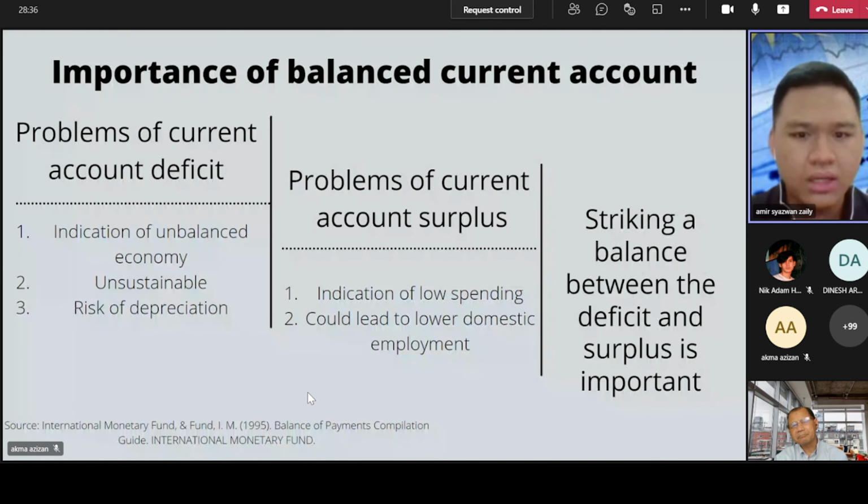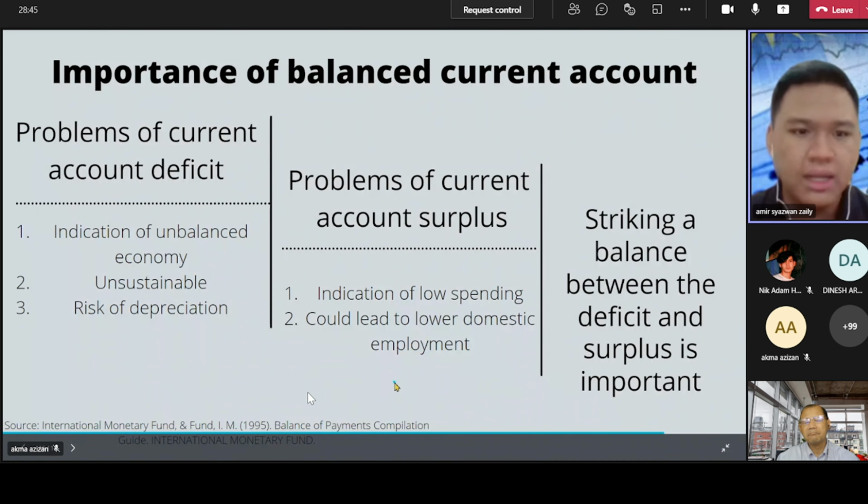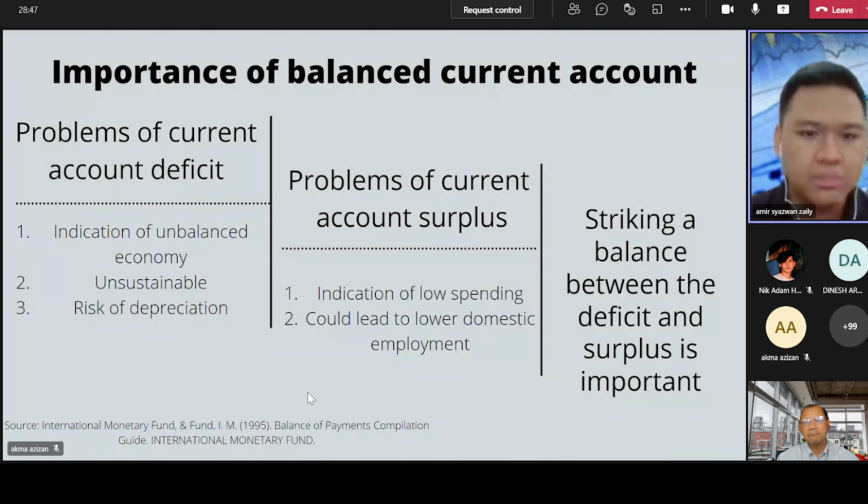Second of all, a current account surplus could lead to lower domestic employment. The surplus may be caused by a recession that affects domestic demand and leads to a fall in import spending. Or it could be a global recession where a surplus is caused by failing exports and a bigger fall in imports. So in conclusion, the government must strike a balance between a current account surplus and a current account deficit to create a sustainable economy in the long run. With that, I pass to the next presenter.